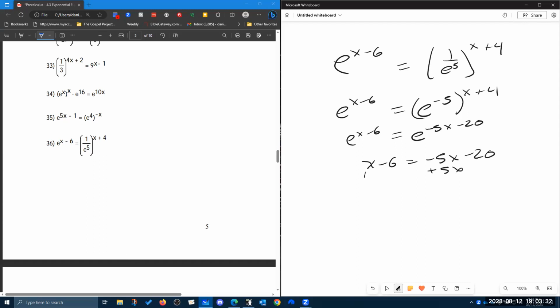Add 5x to both sides. Add 6 to both sides. 6x is equal to negative 14. X is equal to negative 7 over 3. That's it for this video.